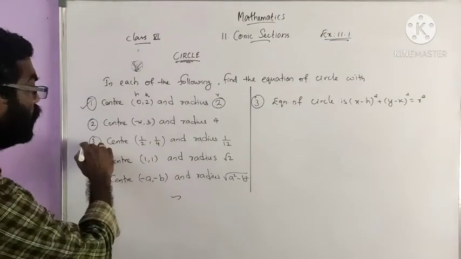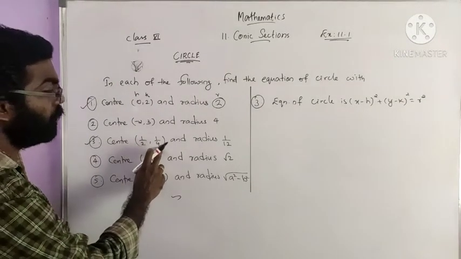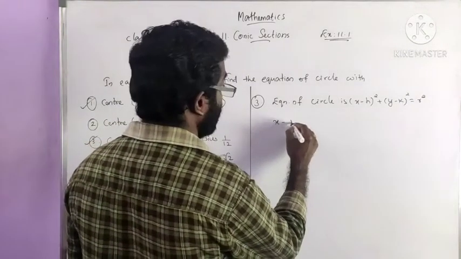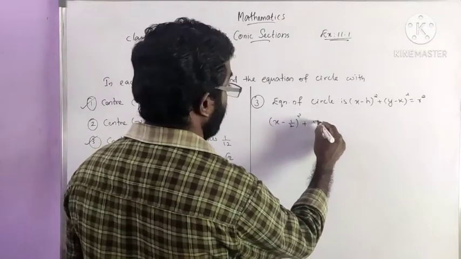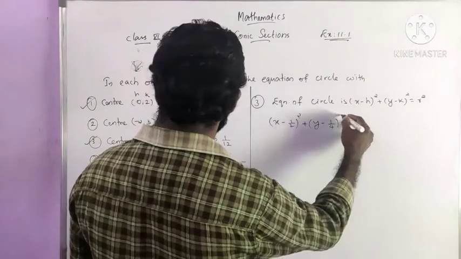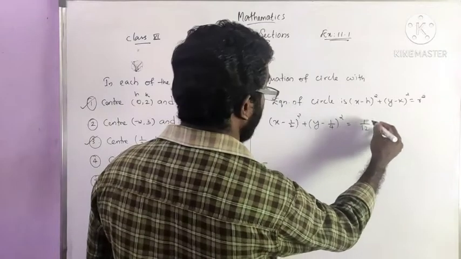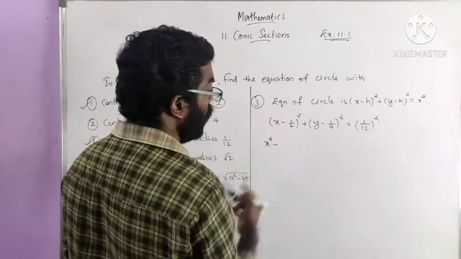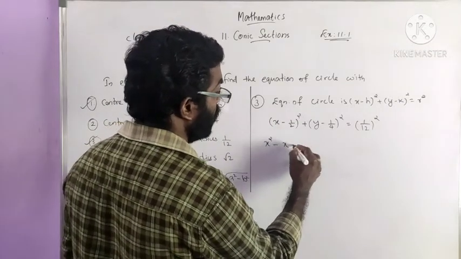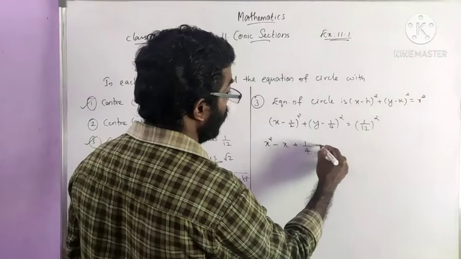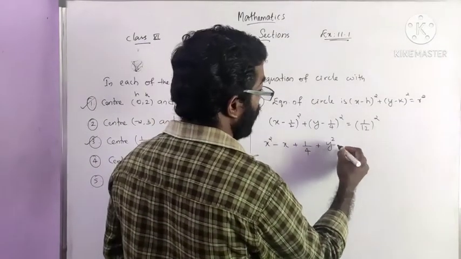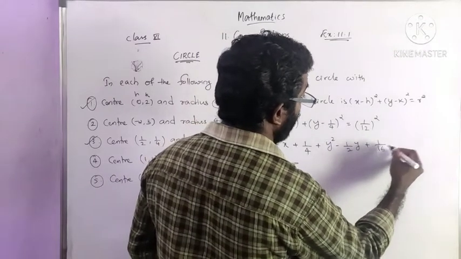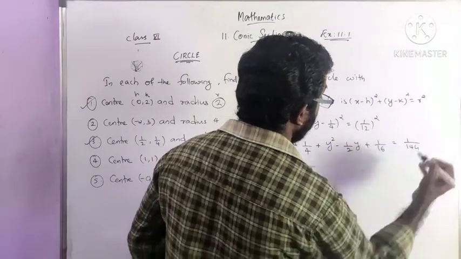Now consider the third one. Center is 1 by 2, 1 by 4 and radius is 1 by 12. So x minus 1 by 2 the whole square plus y minus 1 by 4 the whole square equal to 1 by 12 the whole square. Here we can expand: x square minus 2 into x into 1 by 2, that is x, plus 1 by 2 square, that is 1 by 4. Then y square minus 1 by 2 y plus 1 by 16 equal to 1 by 144.